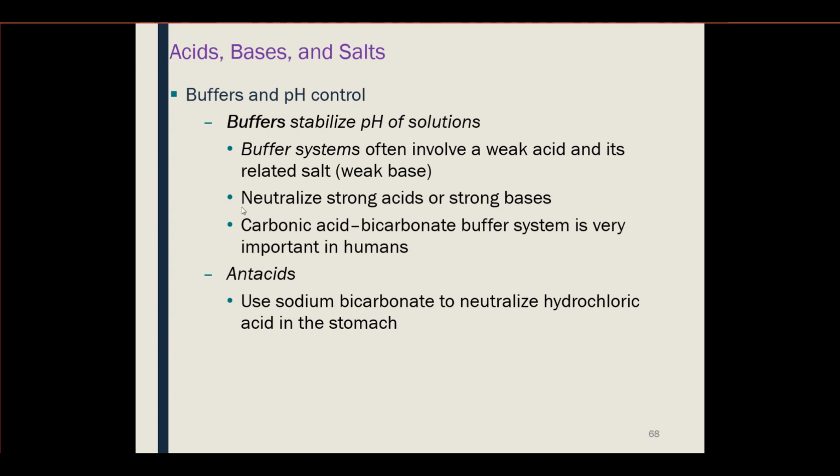Just know that buffers help to control or neutralize strong acids. And then we also have buffers to neutralize a strong base. But in the body, we worry about us becoming too acidic. Okay, so that concludes this lesson on pH and acids, salts, and bases.